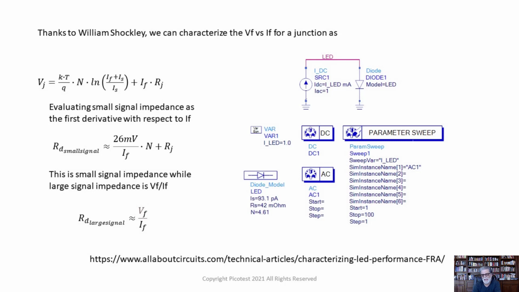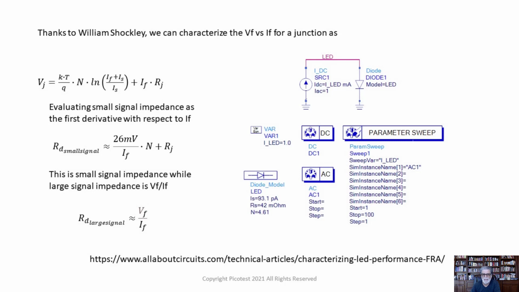In the DC case, I can do that sweep very easily as part of the DC simulation. In the AC simulation, I can't, so I added a parameter sweep to allow us to sweep the LED DC current from 1 milliamp to 100 milliamps. Here's that link I mentioned in All About Circuits if you're interested in looking at the characteristic impedance of LEDs or how to model them.